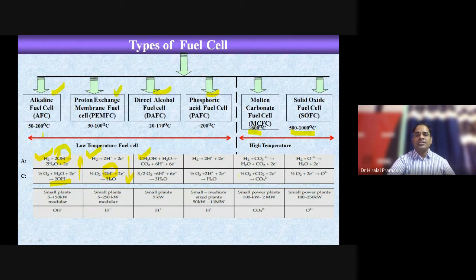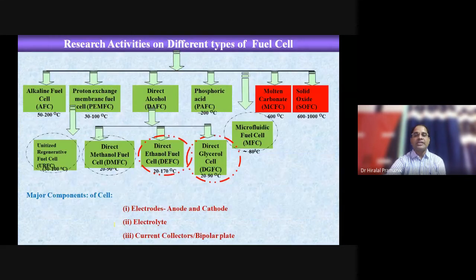Otherwise, in all the cells you can see the mobile ion is the H plus ion for phosphoric acid. For the alcohol fuel cell also H plus. Carbonate ion is the mobile ion here. O2 minus is the mobile ion for SOFC. So low temperature, high temperature, hope you understand, and the different power wattage produced by the cell is also mentioned below.